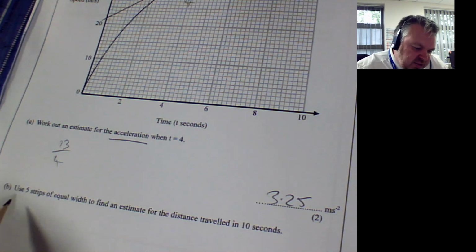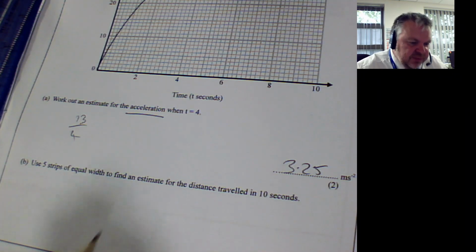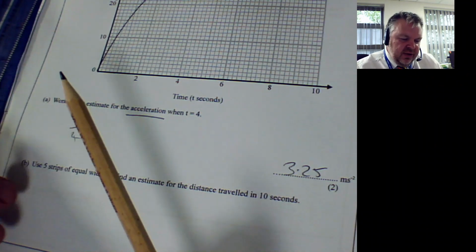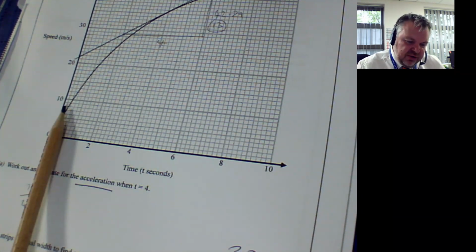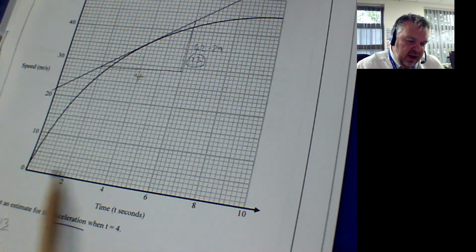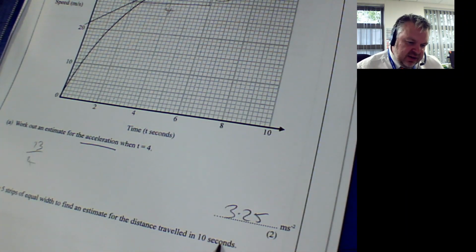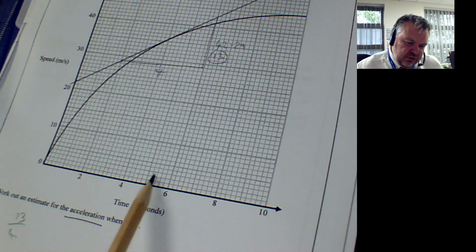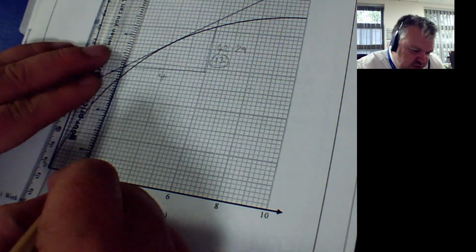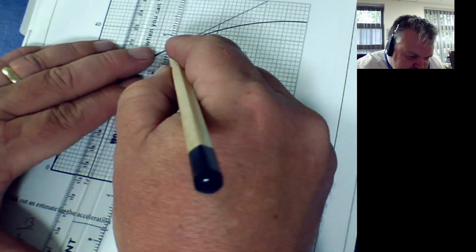Okay, last one then. Use 5 strips of equal width to find the estimate for total distance travelled. Again, we can use the knowledge that on a speed time graph the displacement or the distance travelled is shown under the curve. So it's the area between the curve and the x-axis down here. Distance travelled in 10 seconds, 5 equal strips, 1, 2, 3, 4, 5, and basically what we're going to do is set this out in terms of either triangles or trapezium.